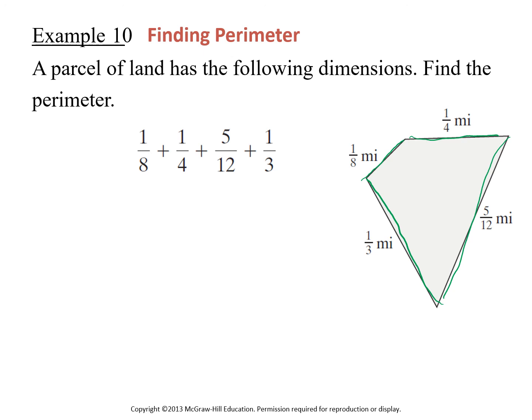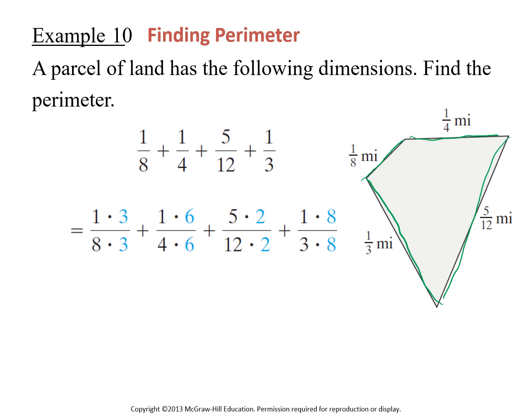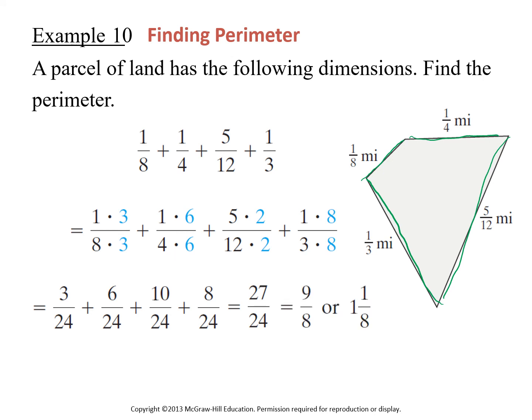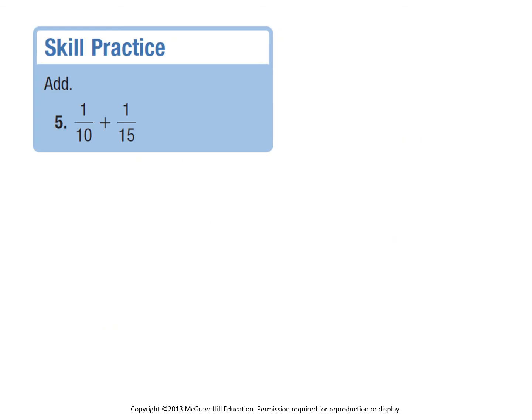And I will find my common denominator is 24. And I will change all of these to 24ths. And I end up with 27/24, which reduces to 9/8 or 1 1/8 miles. And you have some problems here to try.